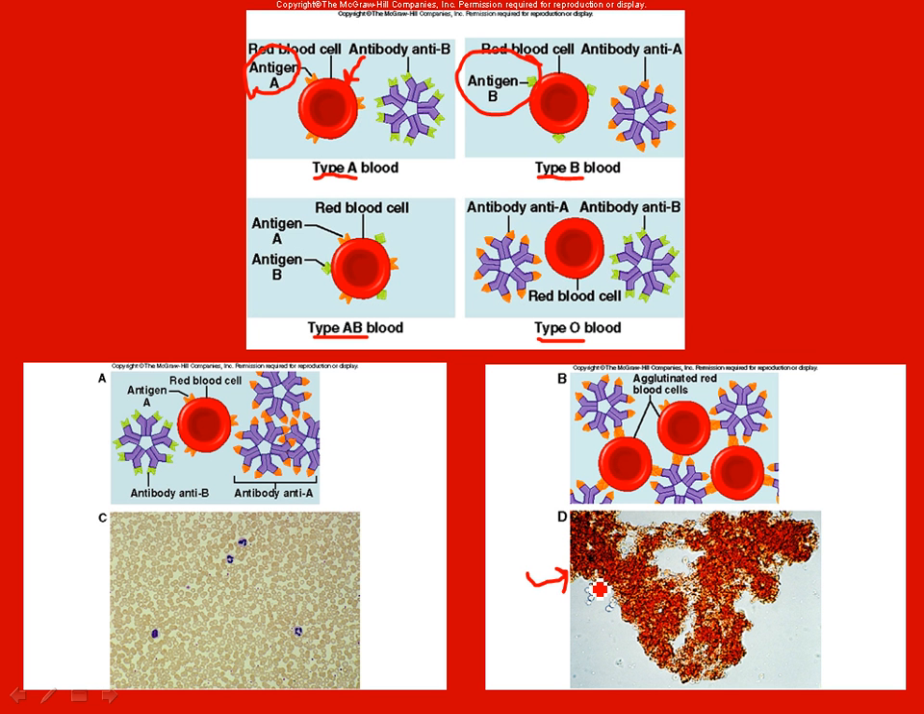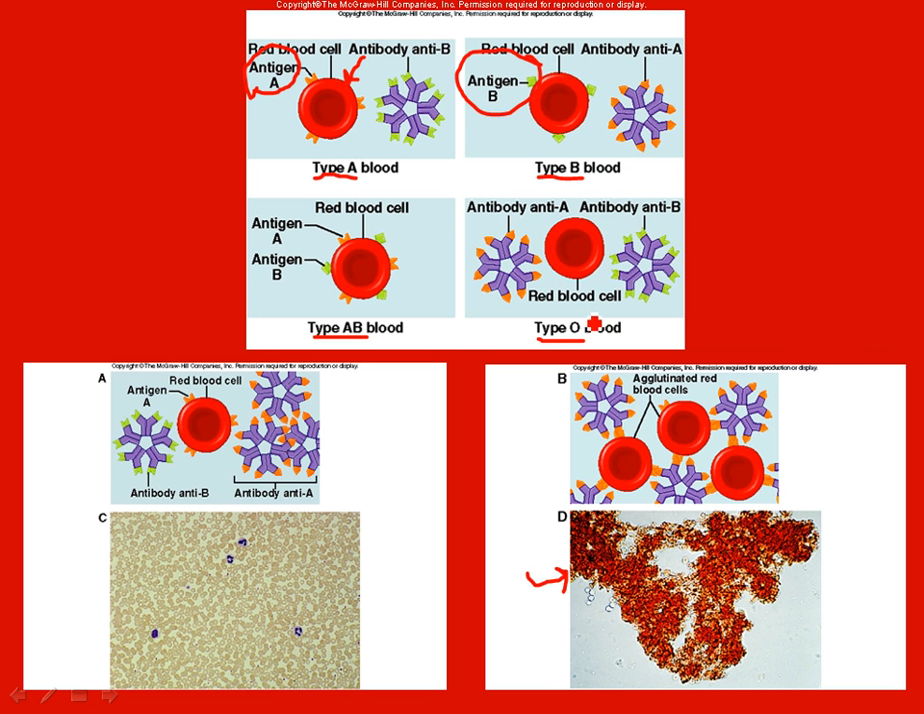So the antibodies cannot match up with the antigens in our own blood. Okay, so for blood typing, you need to know what it means for the different blood types, type A, B, AB, and O, what it means in terms of antigens and antibodies.